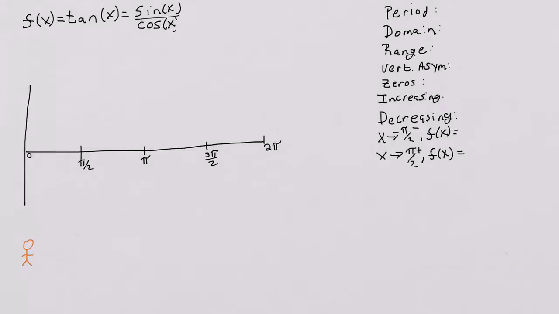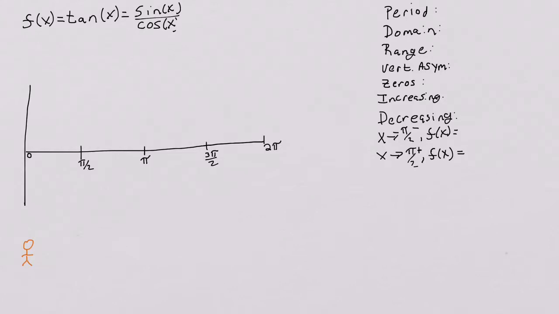All right, so I'm going to go ahead and talk about the graph of tangent and what the period, domain, range, where the vertical asymptotes are, what the zeros are, where they occur, where this graph is increasing and decreasing, and what is actually happening as x approaches pi over 2 from the left and when x is approaching pi over 2 from the right. Well, let's just talk about the graph first and foremost.